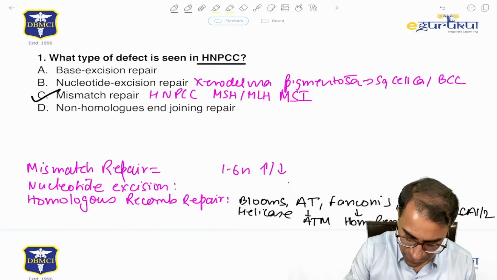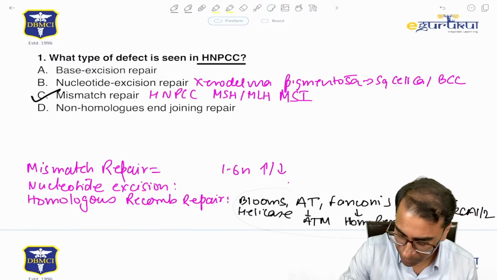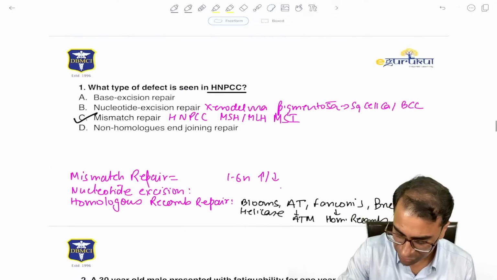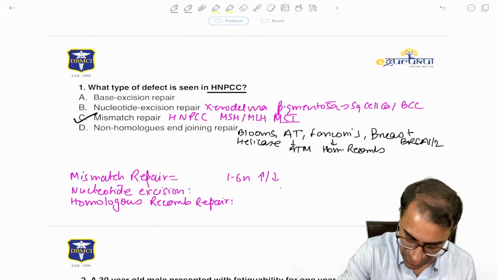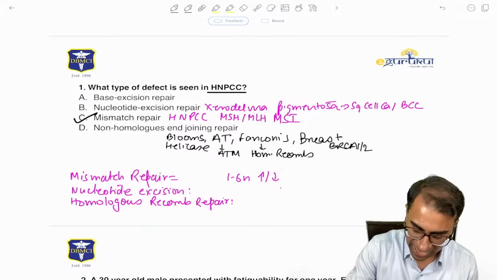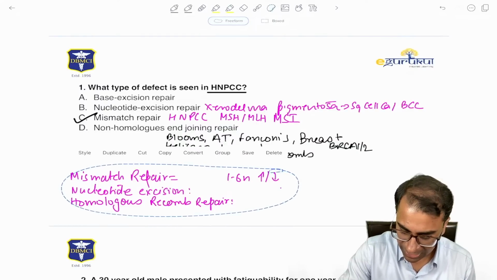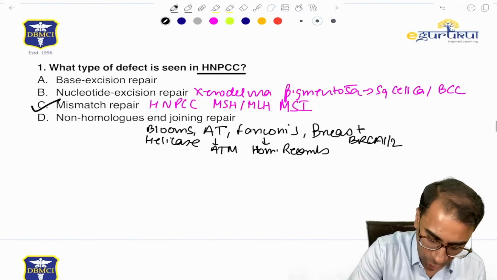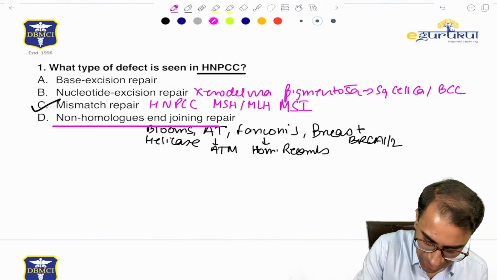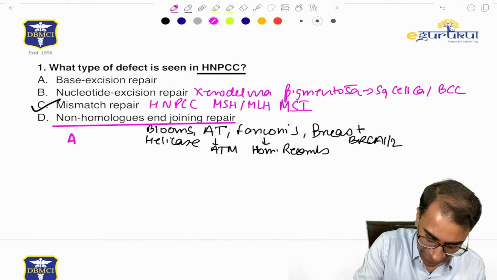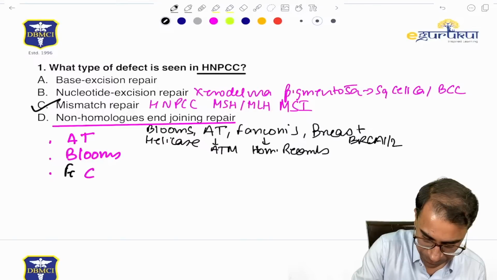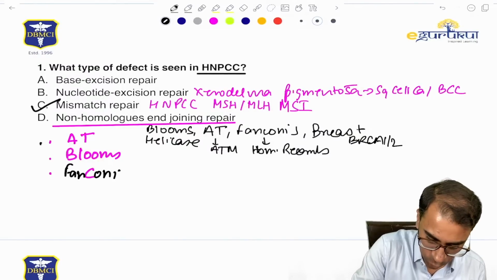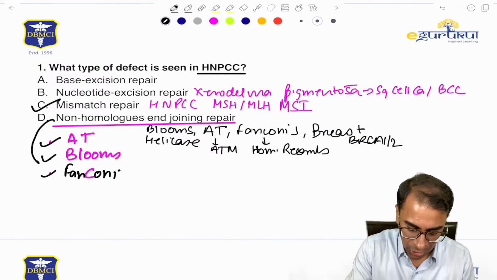Okay. Then comes the homologous repair. Remember, homologous repair is very, very important and was also asked multiple times in groups also. That homologous repair is seen in, answer is, Bloom syndrome, ataxia telangiectasia. It can be seen also in Fanconi's anemia. So how to remember this homologous mutation? Remember this as A, ataxia telangiectasia, B, Bloom's syndrome, and C is the C of Fanconi's anemia. So A, B, C, they all show the homologous nature.